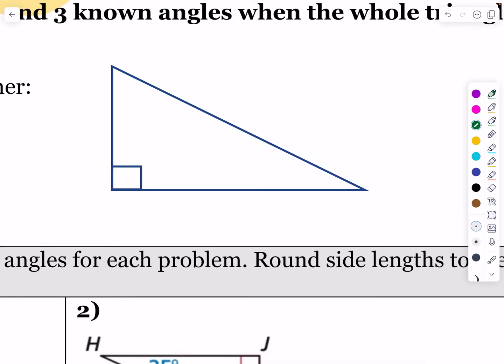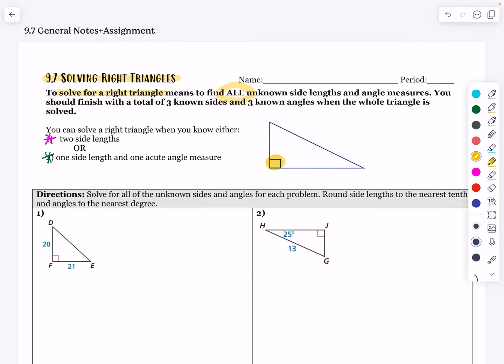So let's think about what a right triangle is. It contains a right angle by definition. If we have nothing but the right angle, there's no way to find any sides and no way to find any angles. But if we're given at least 2 sides, we can complete the rest, meaning we can find the third side and the other 2 angles. And if we're given 1 side length and 1 acute angle, then we can find the rest as well. We'll see that pop up. Let me give you an example.